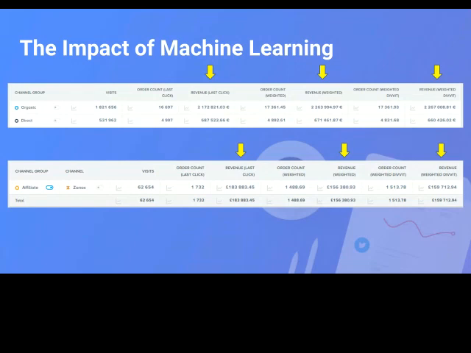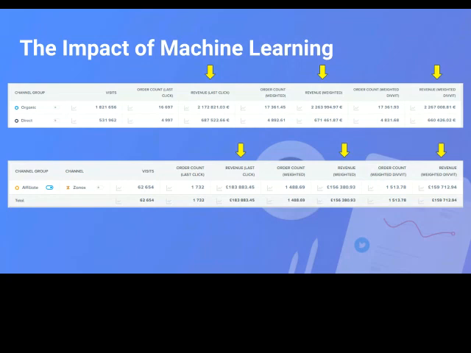And we have a third case here just to show that it's not always that the machine learning model shows a higher or a lower value. It could also be that it's somewhere in between. So in this case, we have a high value for last click for affiliate, and we have a low value for the linear model, and then the machine learning model shows a value somewhere in between.